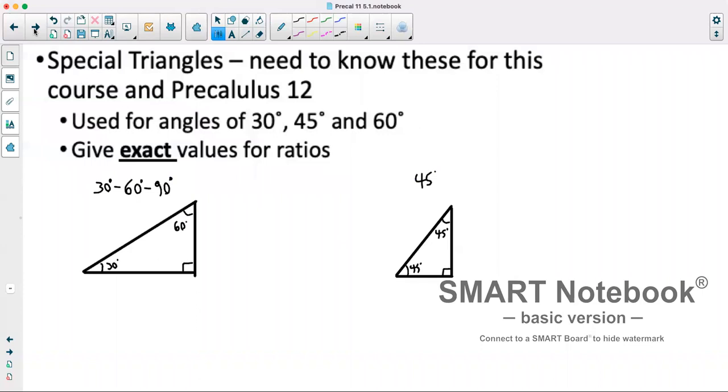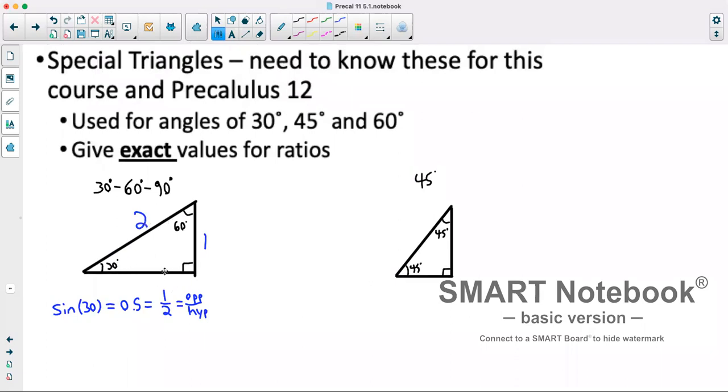Now, I'll go over how to get the side lengths for these triangles in case you forget how to get them. So, first one, we have sine of 30. That gives us 0.5 if we put that in our calculator. Now 0.5 is 1 over 2. And we know sine is our opposite over our hypotenuse. So opposite 30 would be 1, our hypotenuse is 2.